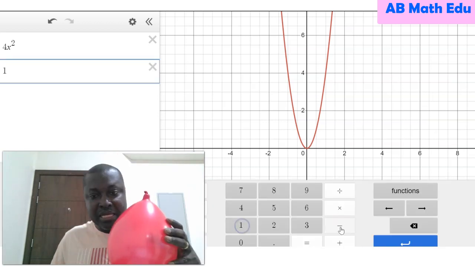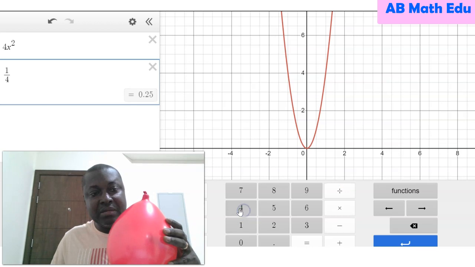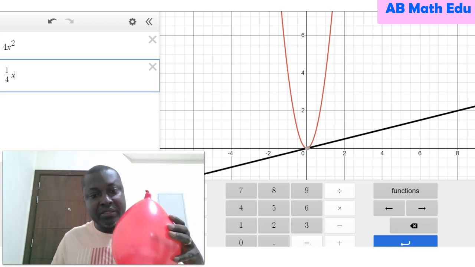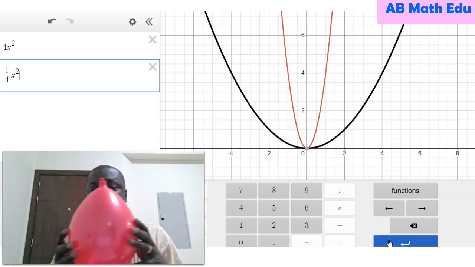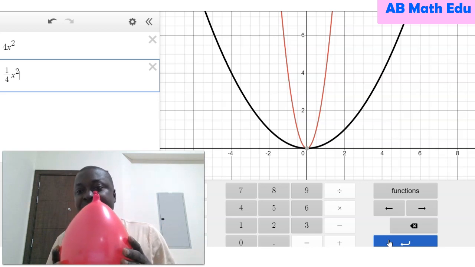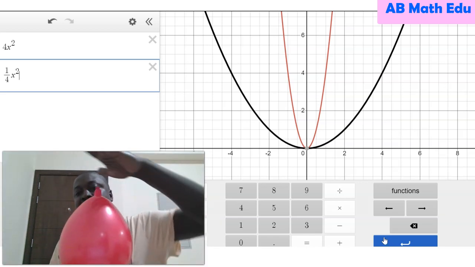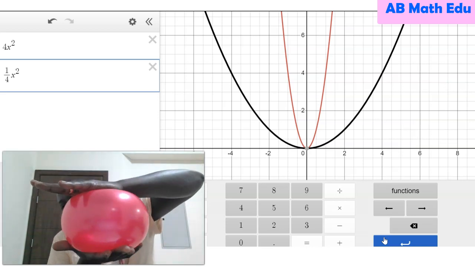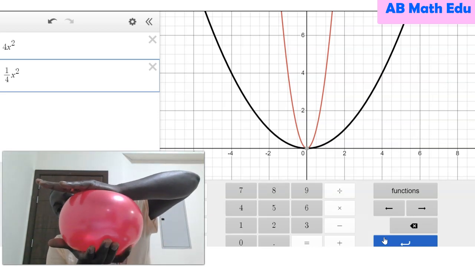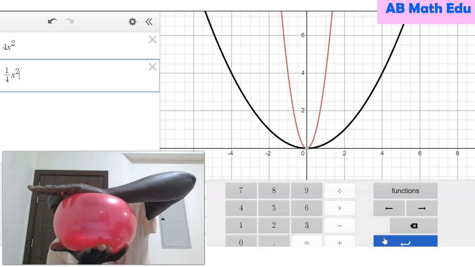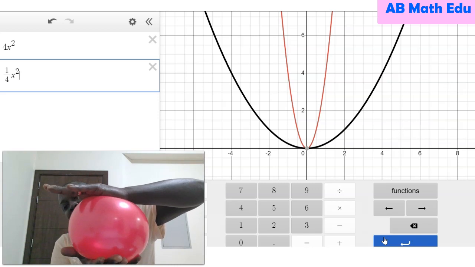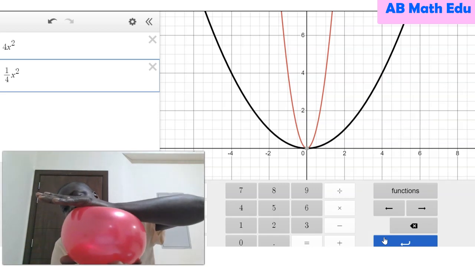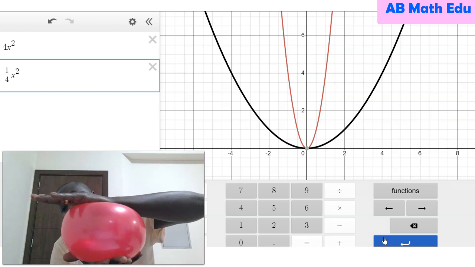Let's look at when it's less than 1. We're using the same 4, so we are just flipping it: 1 over 4 x squared. Here, since the number outside is less than 1, it compresses vertically. So let's compress the vertical. That means we are pressing it down, up and down. When it's compressing vertically, it is moving away from the y-axis and towards the x-axis. So it's spreading.